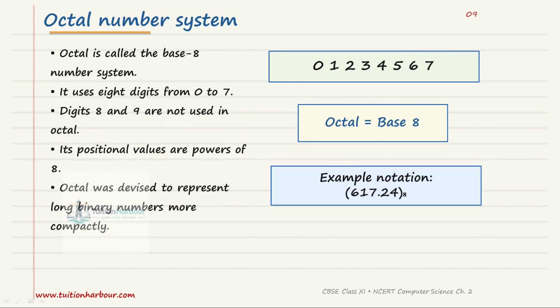Octal is the base 8 number system. It uses digits 0 to 7, so 8 and 9 are not valid octal digits. Its positional values are powers of 8. Octal gives a more compact representation of binary numbers.